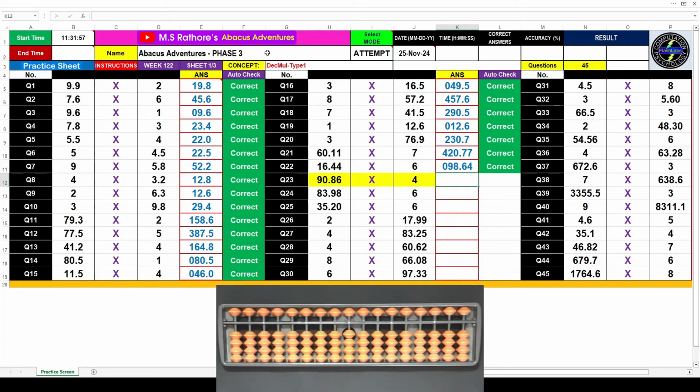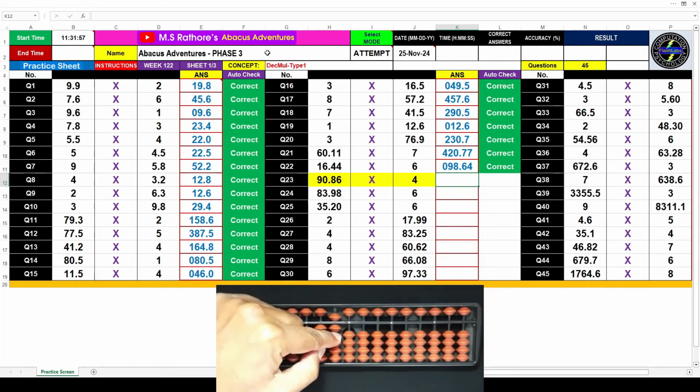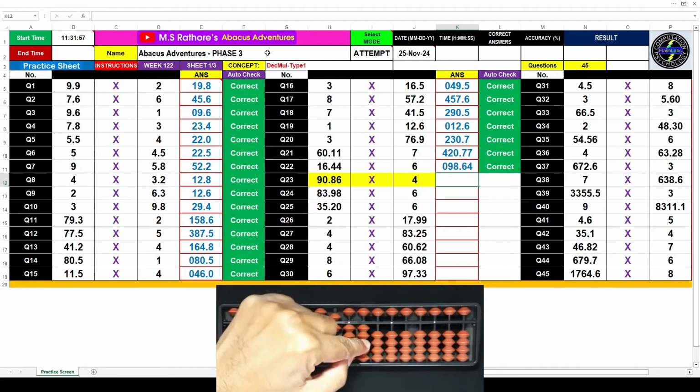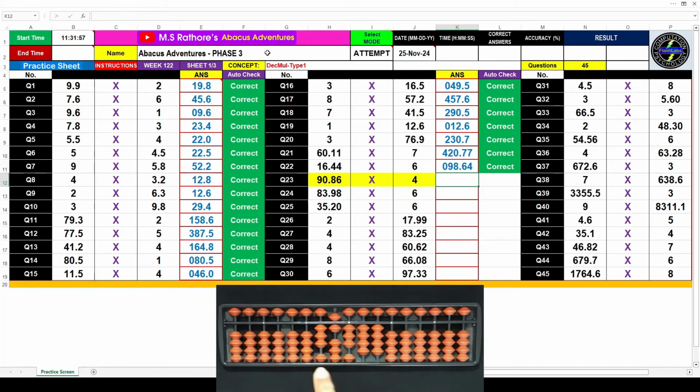Question number 23, 90.86 multiplied by 4. There are two digits in the integral part of the multiplicand, 9 and 0, and one digit in the multiplier. So let's take the third rod here. Let's begin the answer from rod number 3. 4 9s are 36, shifted. 4 zeros are 0 0, shifted. 4 8s are 32, shifted. 4 6s are 24, and the answer is 363.44.